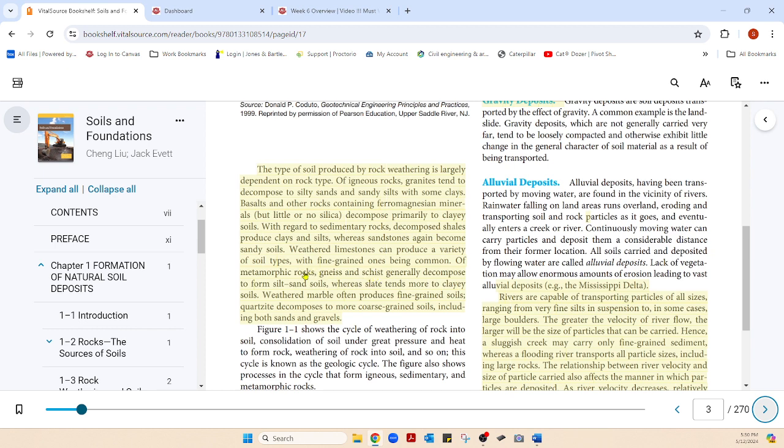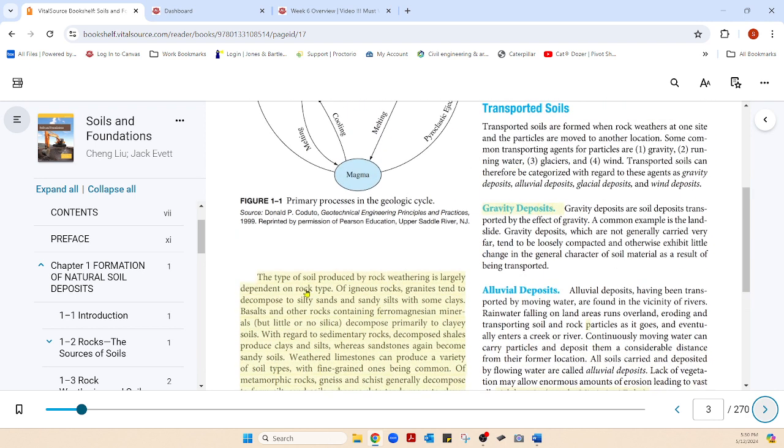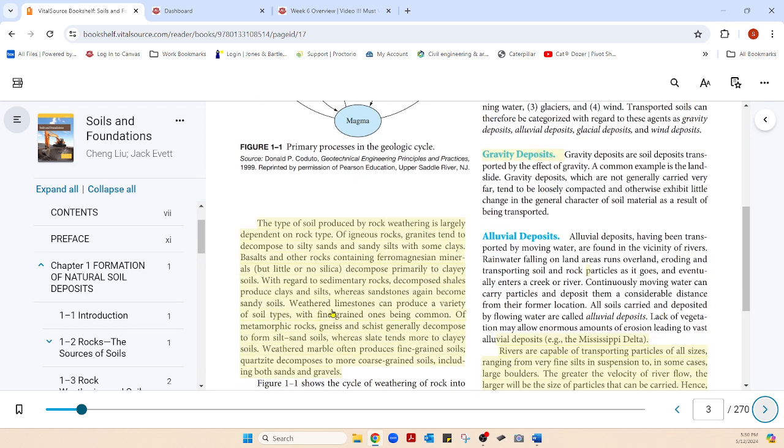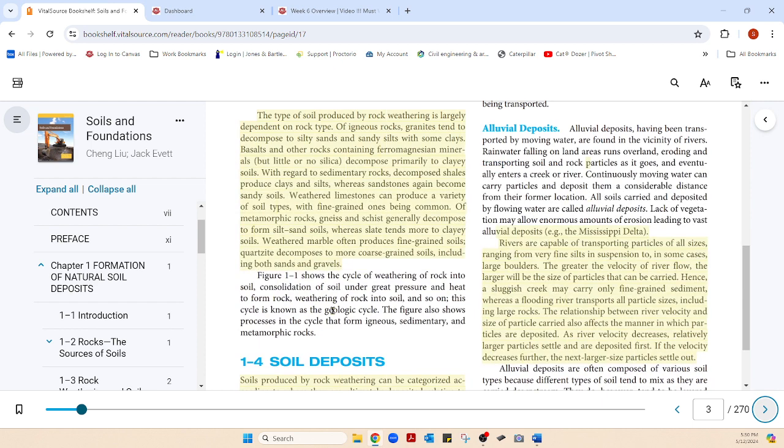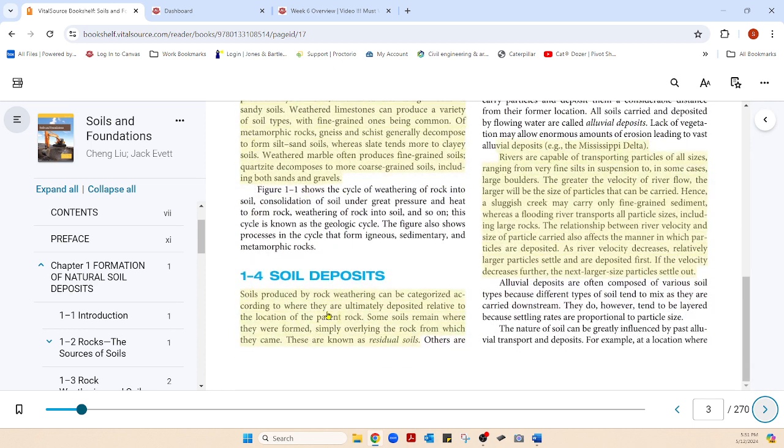But it's part of what comes from metamorphic rocks, is this stuff and this stuff. Okay, generally decompose to form silt and sand soils, whereas slate tends more to a clay form of soil. So, like for igneous, what do we got? You know, just jot down a couple of things that you can recall.